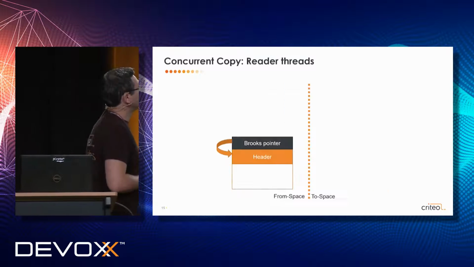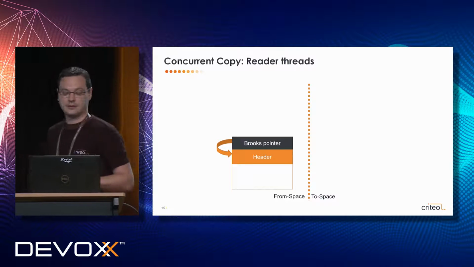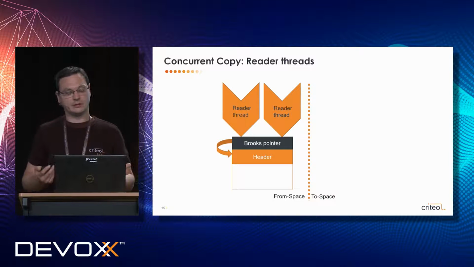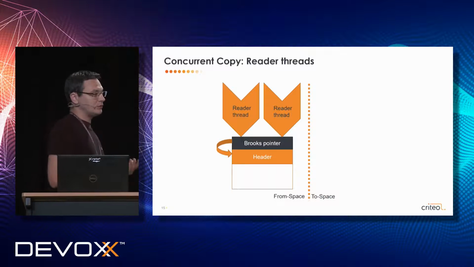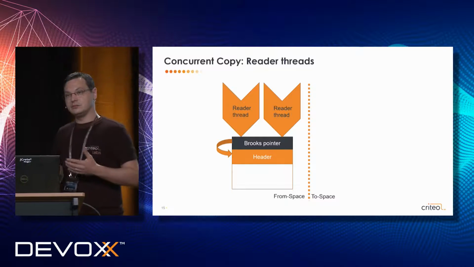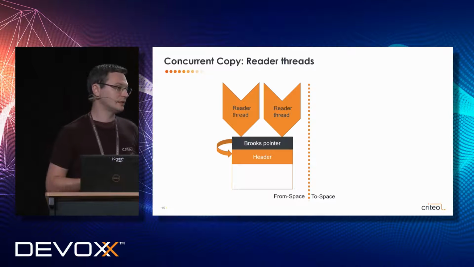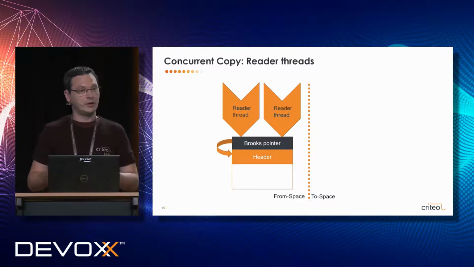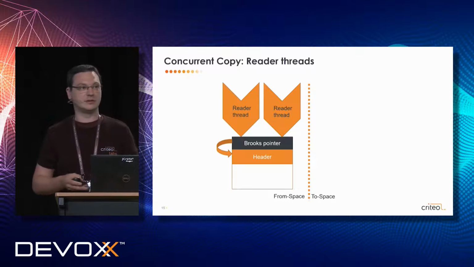That's the easy part. Now we have application threads that are trying to access the object in the from space. So two concurrent application threads try to access this object. As we have the invariant from Shenandoah, it means that all writes need to be done into the to space. So we are just reading the object, so no problem. We just dereference the Brooks pointer and get to access the object and just read the fields of this object. It's still valid.